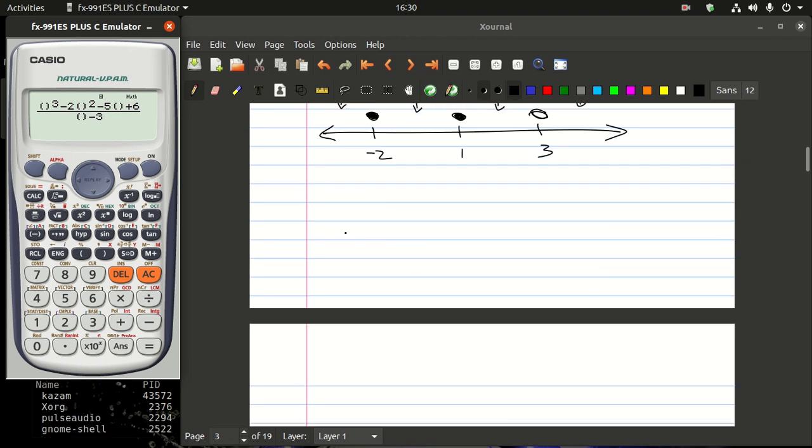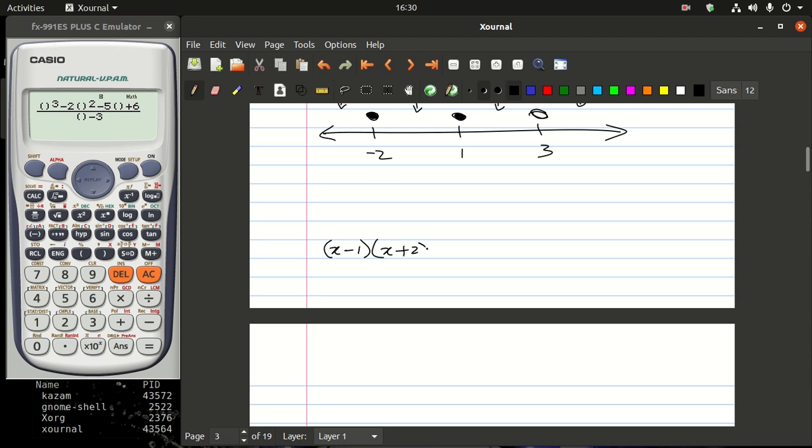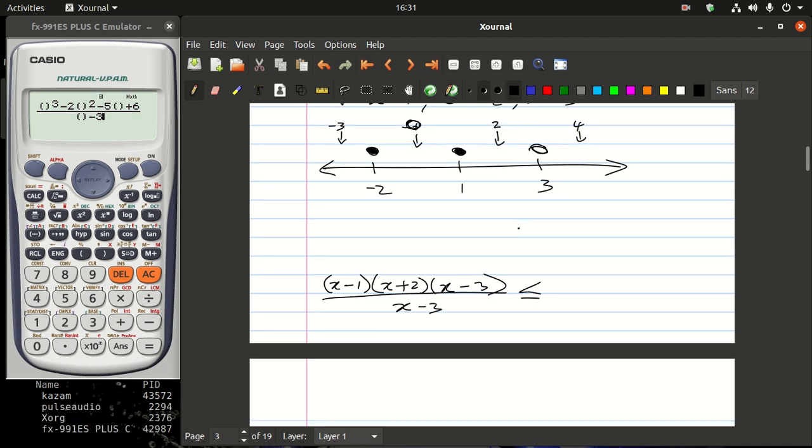Remember that we said that this inequality is the same as x minus 1 and x plus 2 and x minus 3 all over x minus 3. Remember that I don't want you to cancel this and that, because if you do that, you're losing some information. So let's say I pick minus 3. If I plug in minus 3 here, I will get minus 3 minus 1, which is minus 4. So I will end up getting a negative.